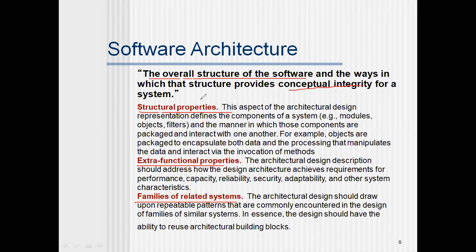What do the structural properties have? This aspect of the architectural design representation defines the components of a system. Components of a system means modules, objects, filters, whatever things we are using related to that particular project. These are called the structural properties of a system. For example, objects.